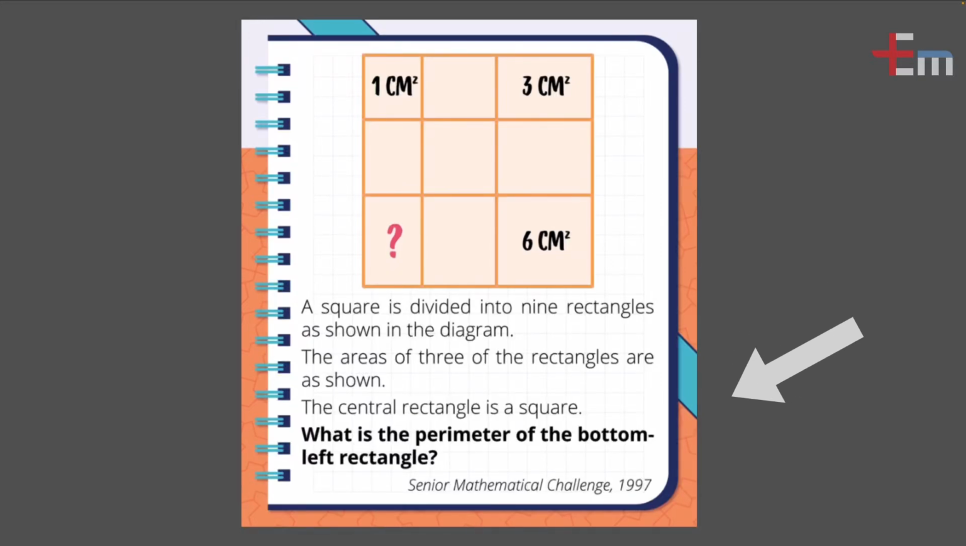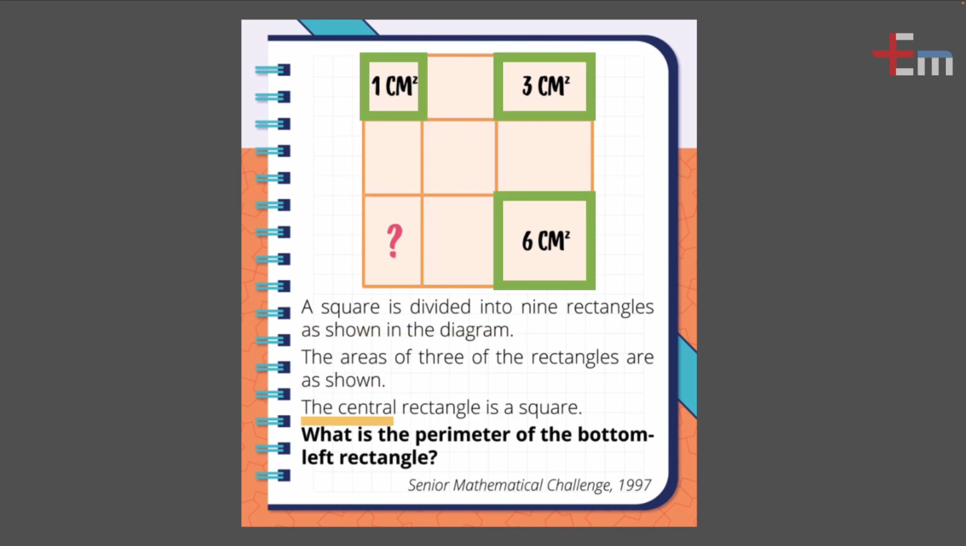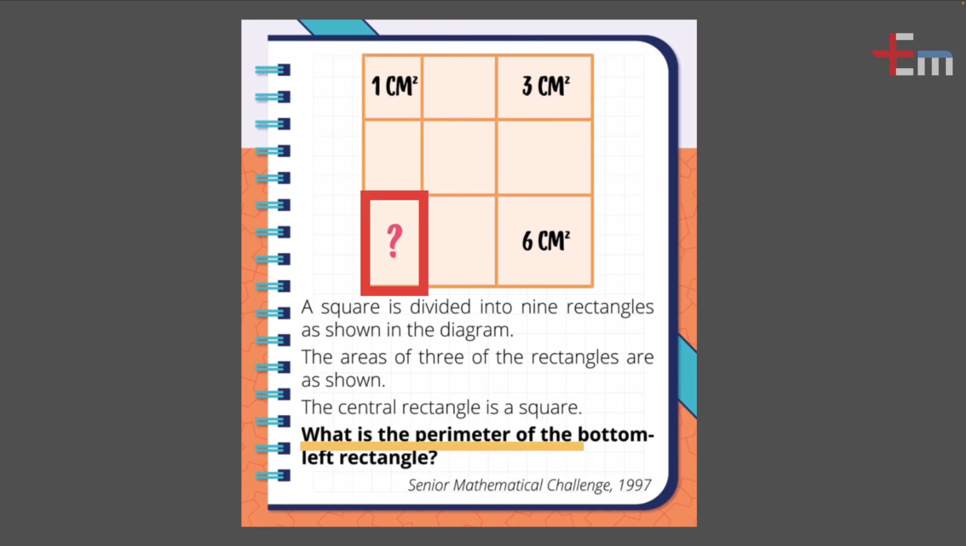Look at this problem here. I'll read the question while you can solve it in your head or pause the video. A square is divided into 9 rectangles as shown in the diagram. The areas of 3 of the rectangles are as shown. The central rectangle is a square. What's the perimeter of the bottom left rectangle?